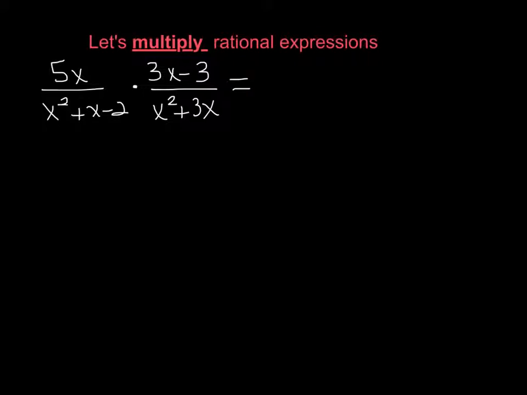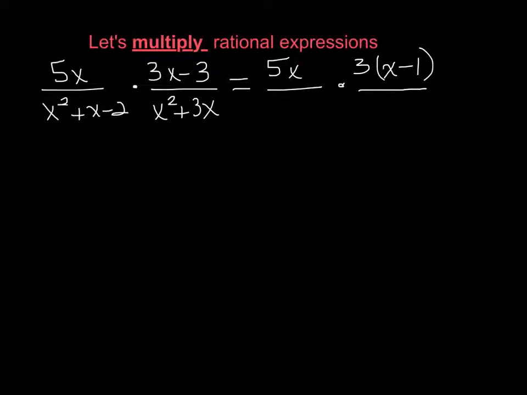My first numerator is 5x. There's nothing to factor because that's a monomial. My next numerator is 3x minus 3. There is a greatest common factor of 3. And so we factor that. So we factored our numerators. Now let us factor our denominators.